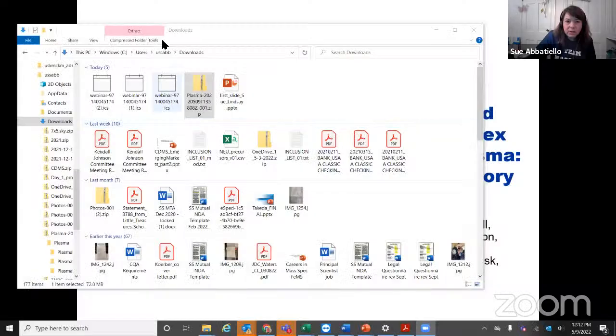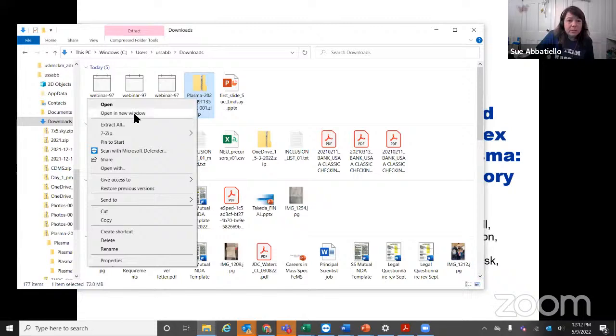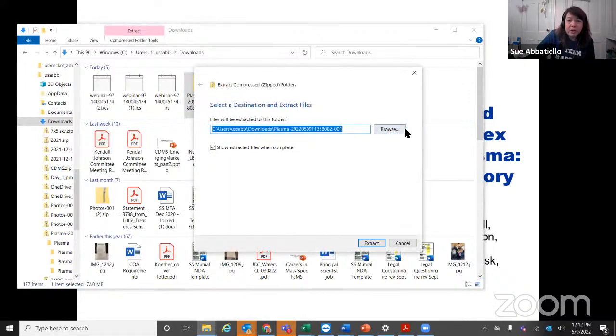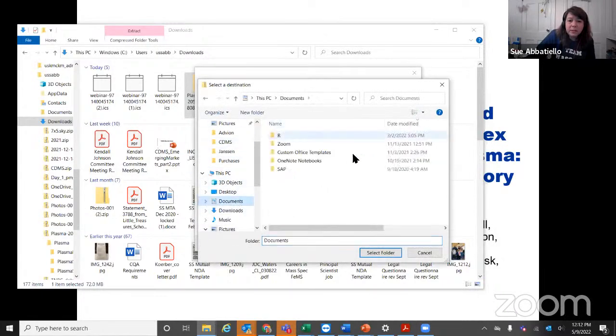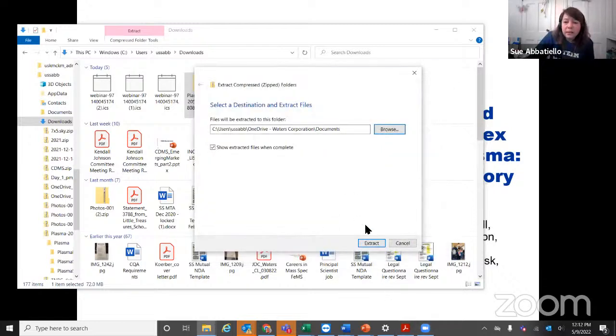Hold on, I've got to extract. Let me share so y'all can go through this with me. So I just downloaded this from the website and I got a zip file, and I'm just going to extract all. I'm going to pick my documents folder and we'll just put it in there. Extract.